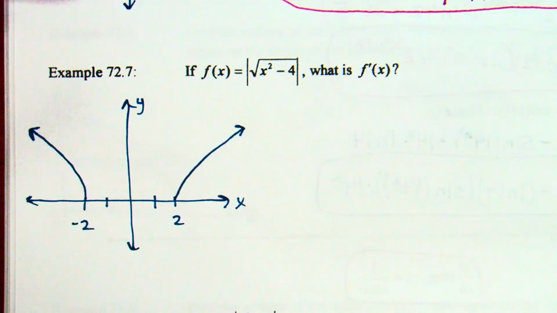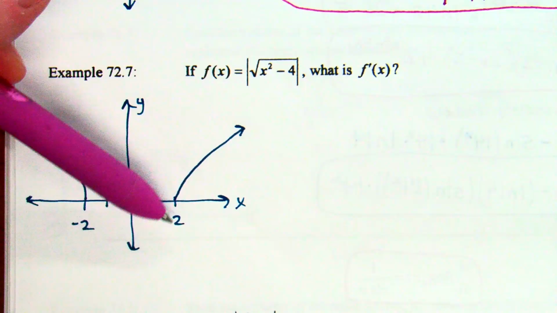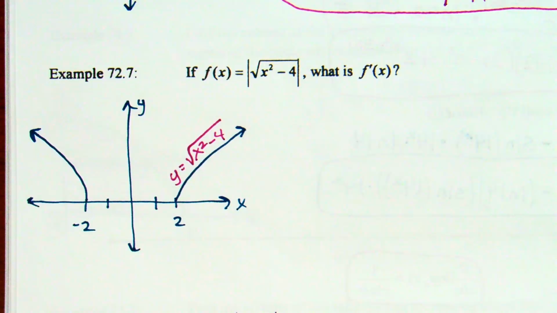We need an equation for each of these pieces. This is the absolute value of the square root of x squared minus 4. The right piece is going to be what? Take off the absolute value, and that right piece is just the square root of x squared minus 4. What about the left piece?